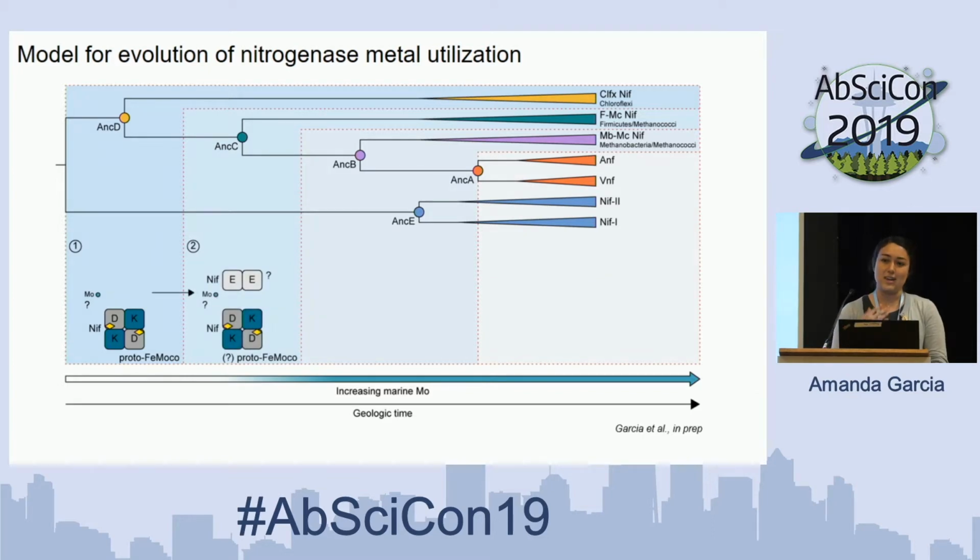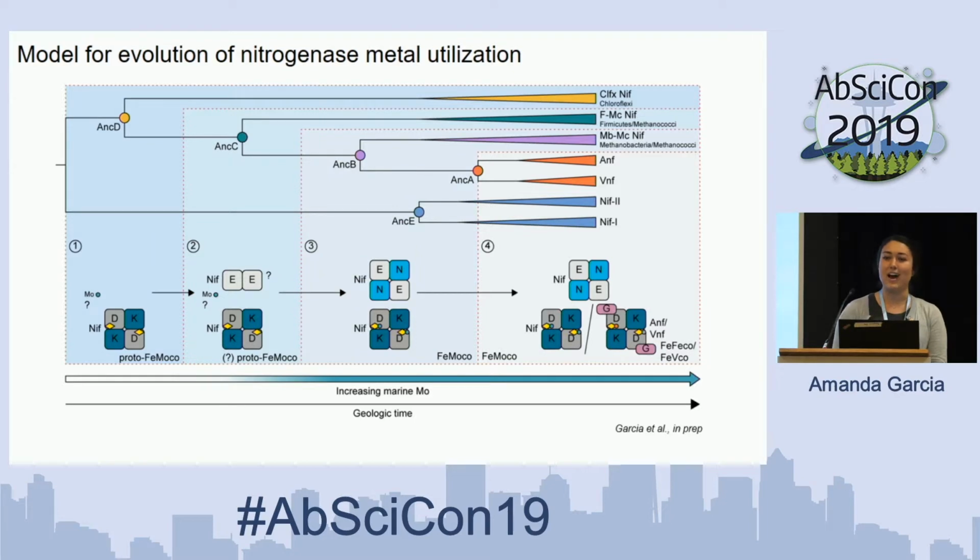Then we have this stepwise addition of these cofactor proteins, perhaps starting with NIFE, and this is still reflected by the uncharacterized clades in green. And it wasn't until we have both NIFE and NIFN that today are harbored by the molybdenum-dependent forms in purple and also in blue that we had actual true molybdenum usage. And then finally, it wasn't until after the evolution of molybdenum usage that we get the diversification of the iron and vanadium forms.